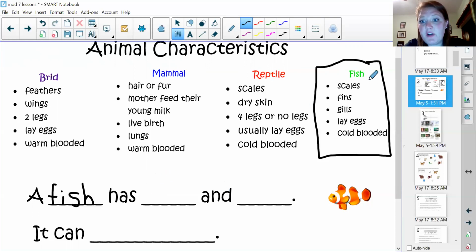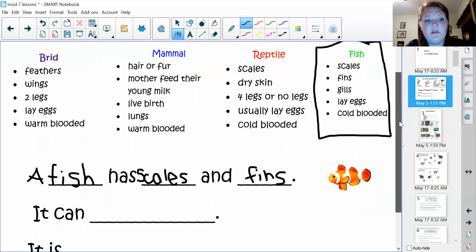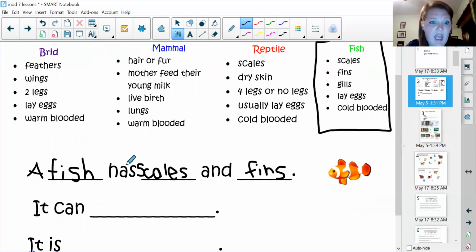I'm going to go with the first 2 right here. I'm going to say scales and fins. So a fish has scales and fins. What can a fish do? It can blank. Can we say it can gills or it can cold-blooded? Does that really make sense? No, but what can it do? It can lay eggs.